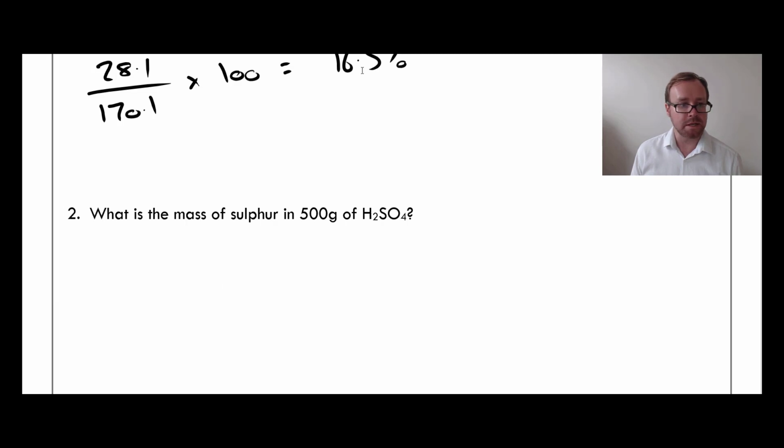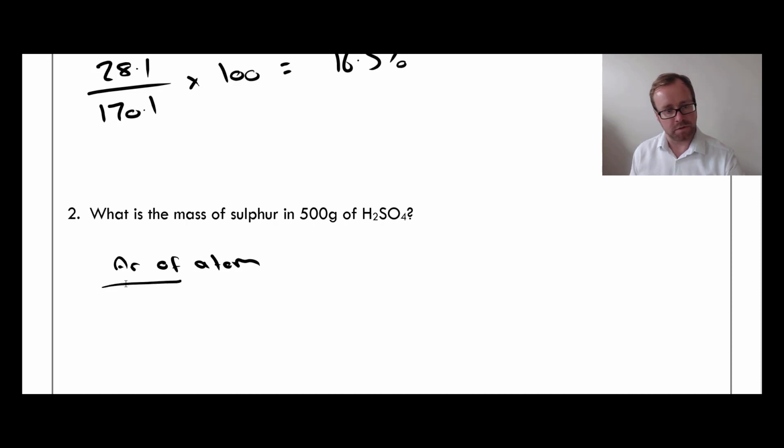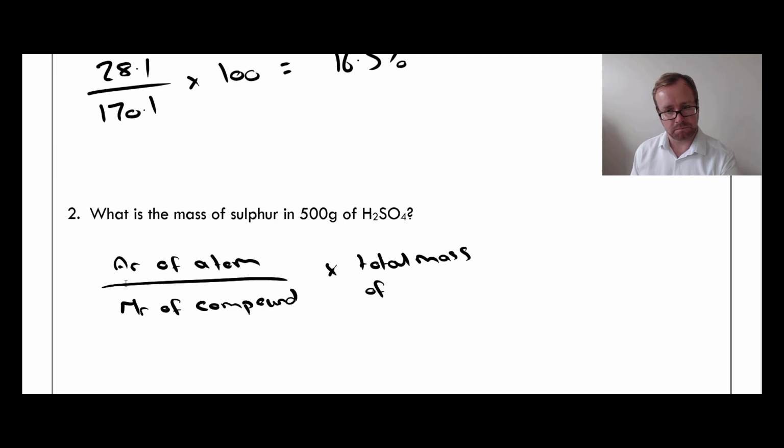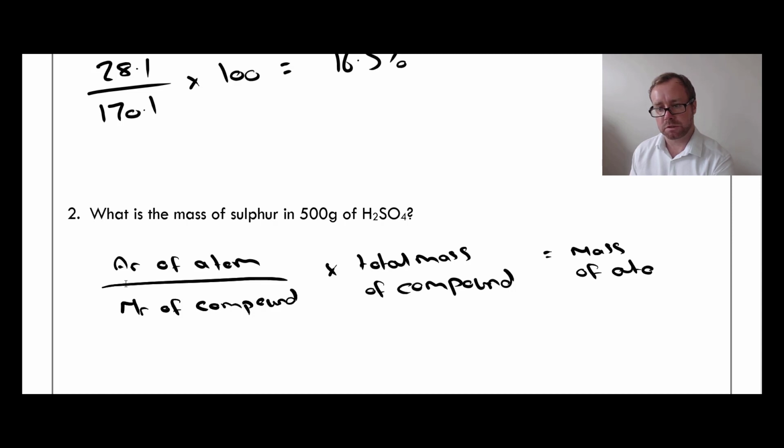Okay, so this question is very similar, but we're not asked to calculate the percentage. So what is the mass of sulfur in 500 grams of H2SO4? So here I would use the AR of the atom over the MR of the compound. Because I'm not working out a percentage, I times by the total mass in question of the compound. So this equals my mass of the atom in question.